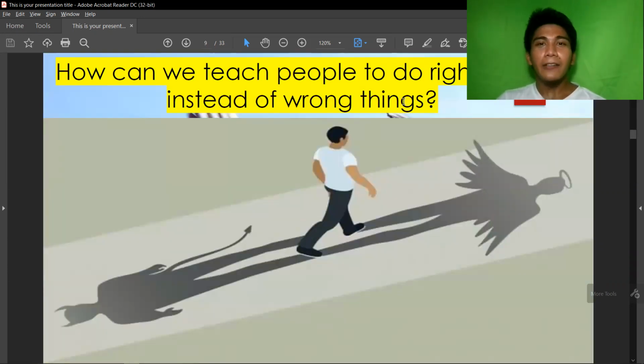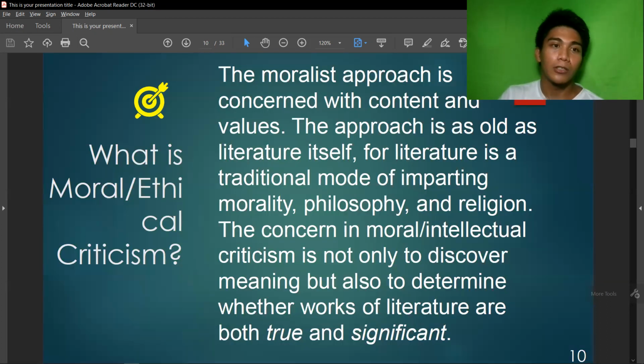Now, how can we teach people to do right things instead of wrong things? One way to do that, everyone, is to let them read stories or literature. When we read stories, we find lessons that we can apply in our lives. Through those stories, we can learn what is wrong and what's right. And that is the goal of the moralist approach.